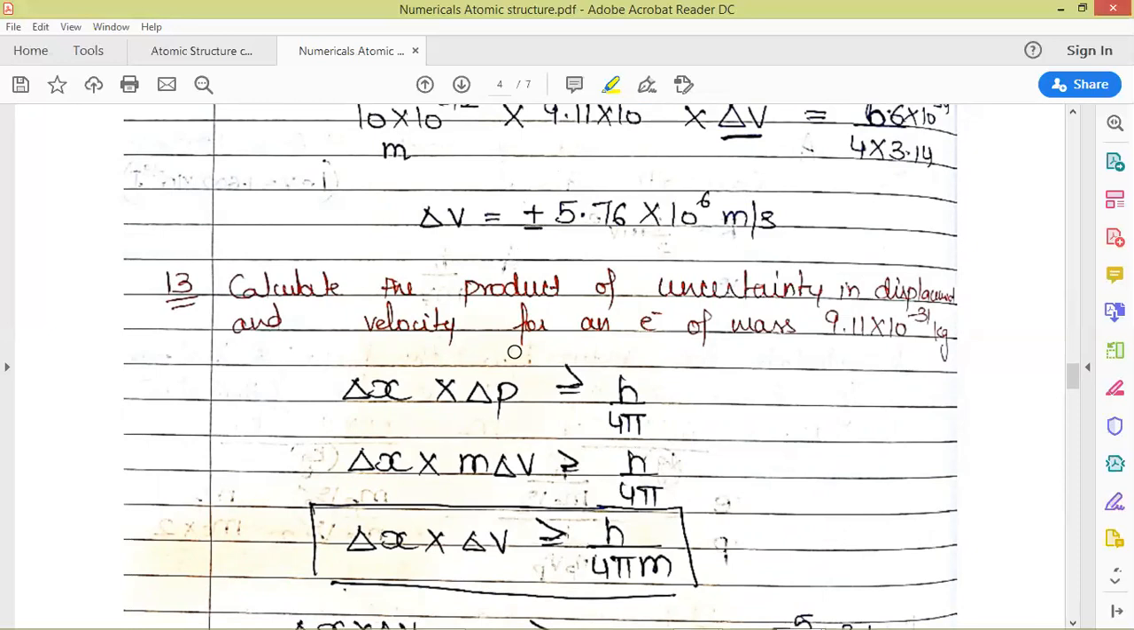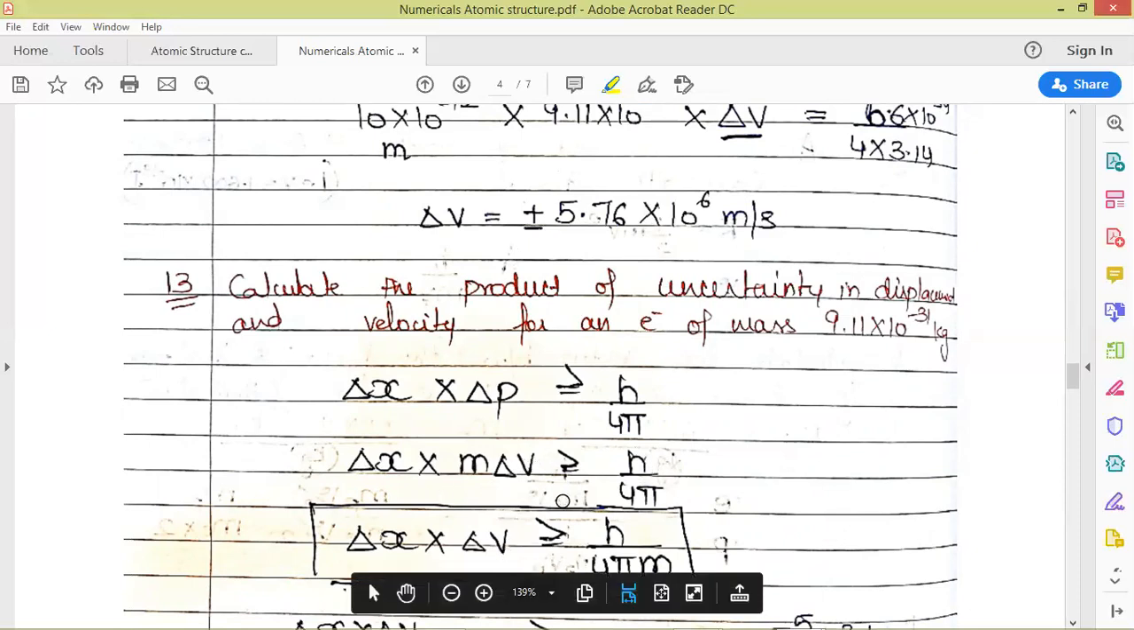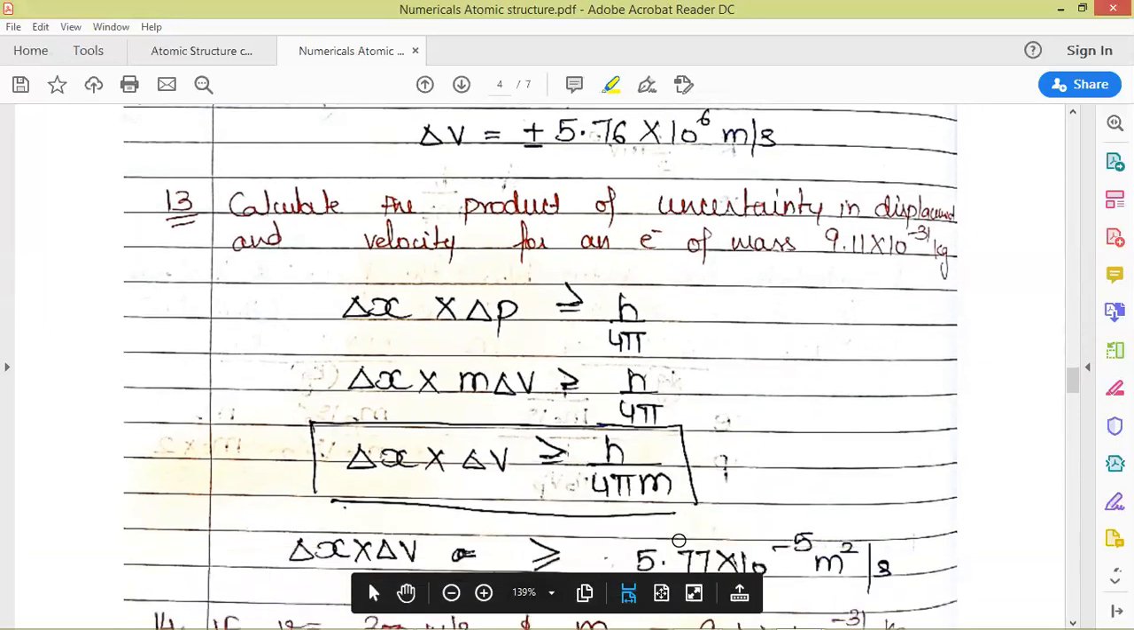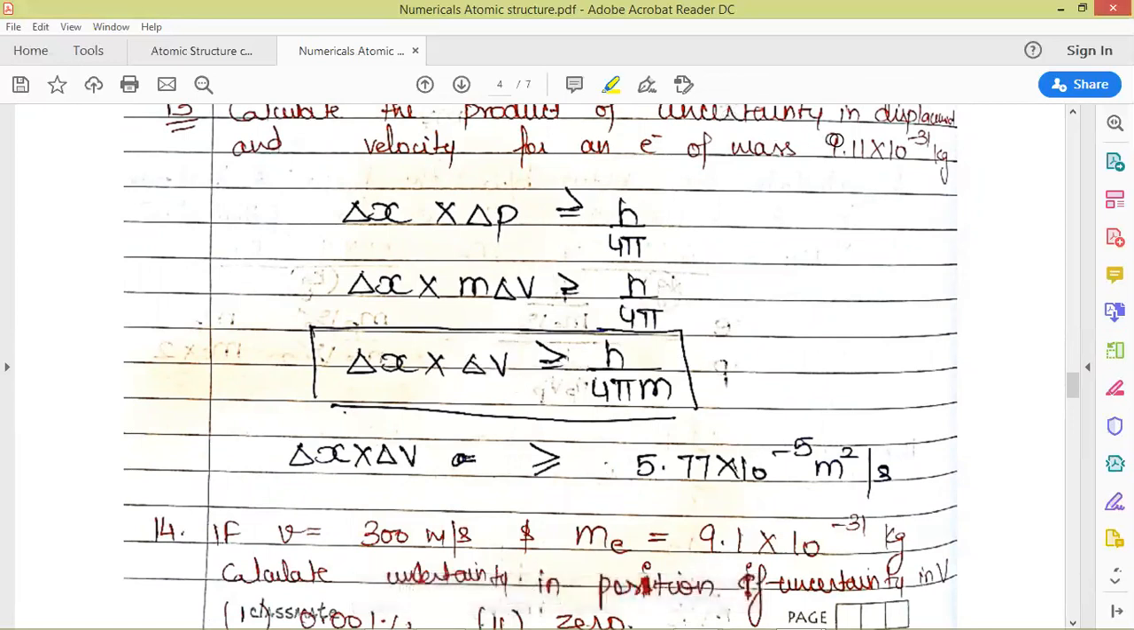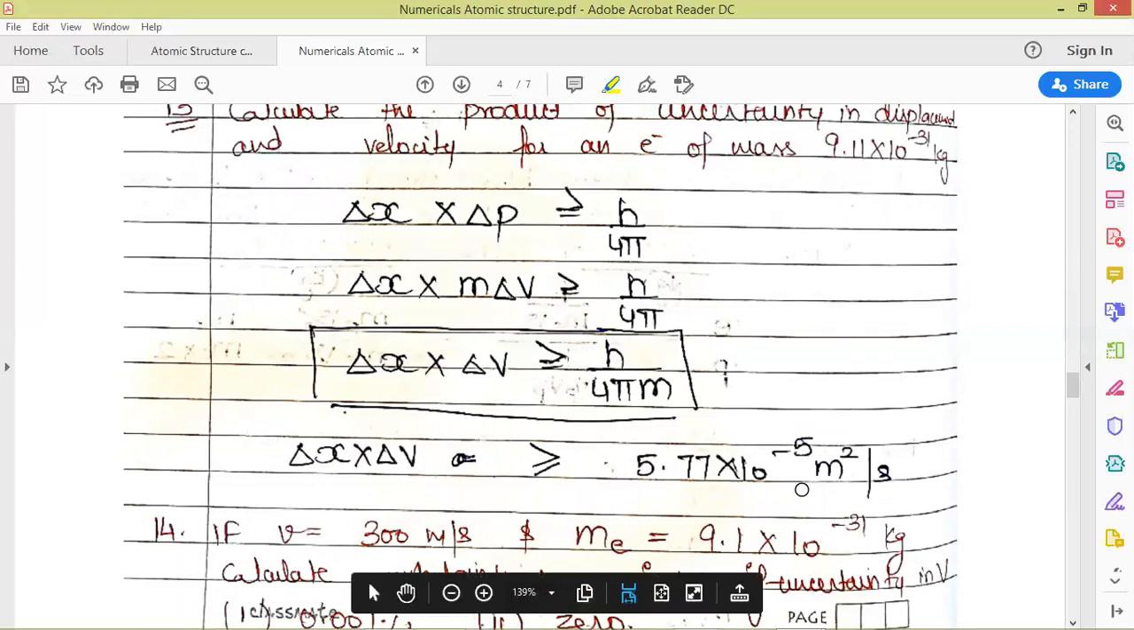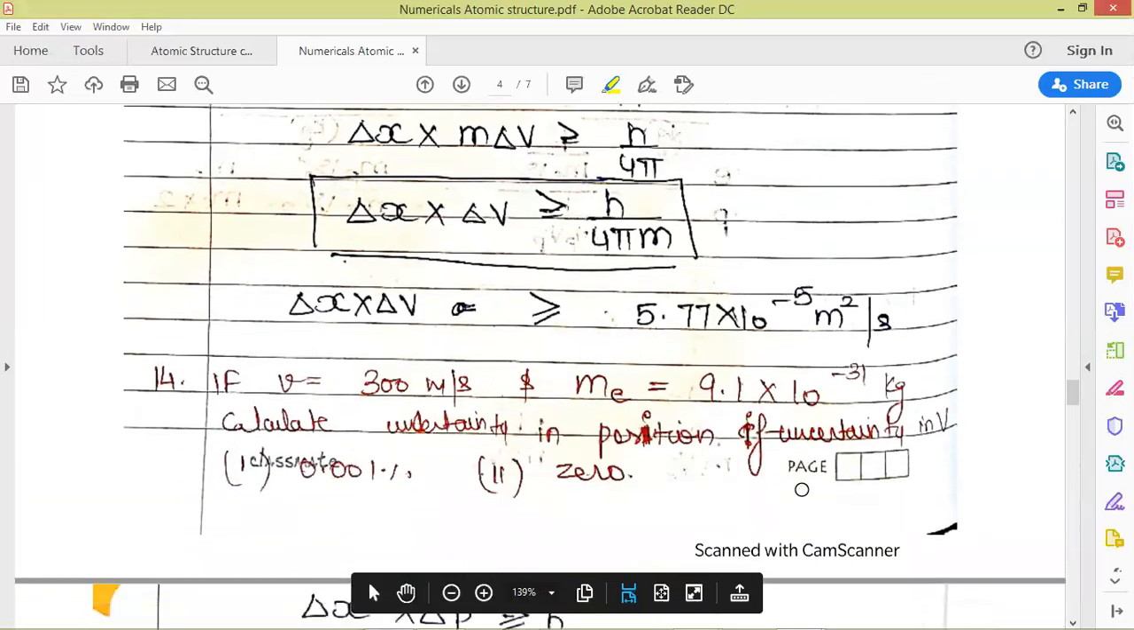Calculate the product of uncertainty in displacement and velocity for an electron of mass. So mass is given. That means you have to calculate the product of delta x into delta v. So mass you will take to this side and this whole thing is constant, and so you will answer that the product of uncertainty in displacement and velocity must be greater than this value. You will have to answer it as this.